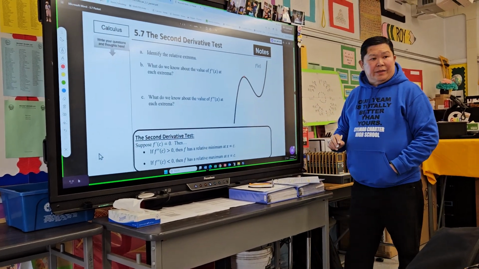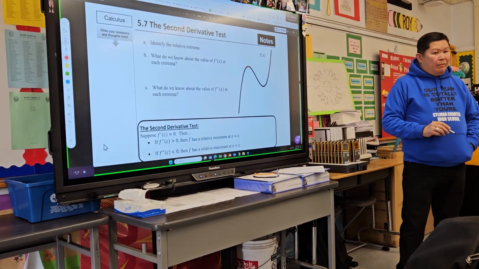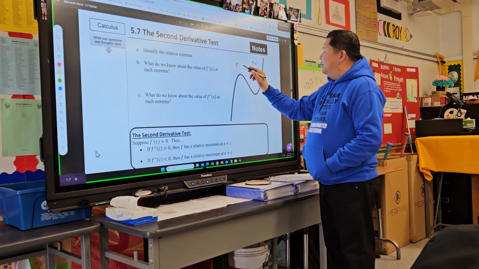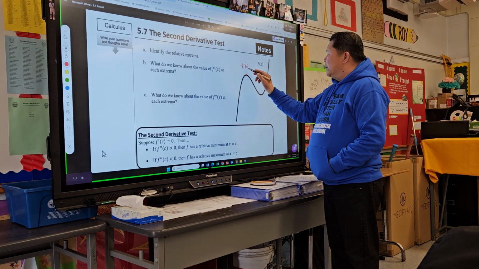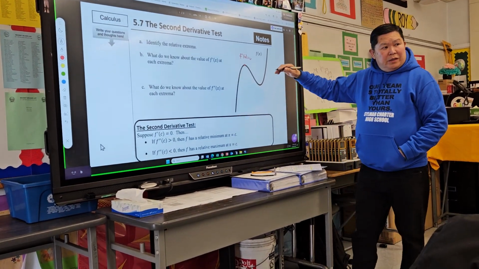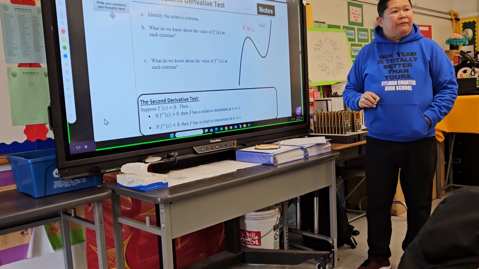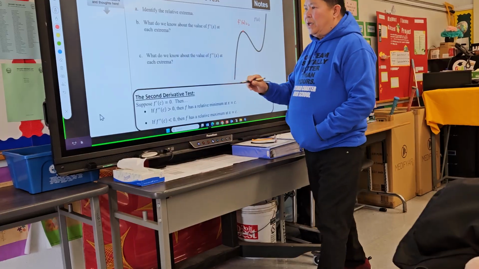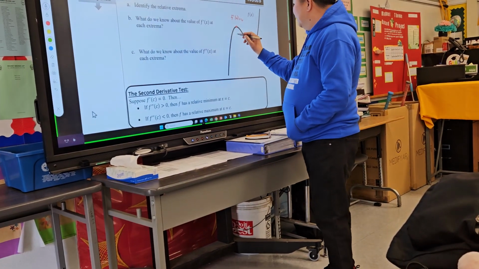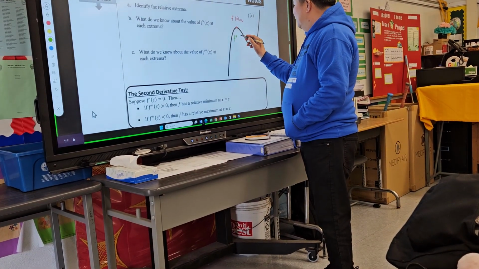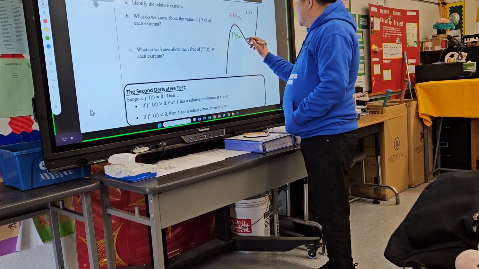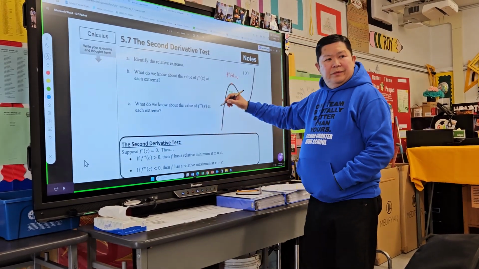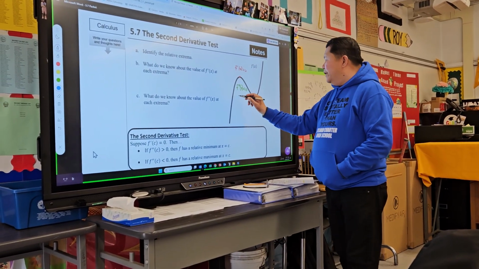We have this as a relative maximum, right? So relative maximum where f prime of x is equal to 0. So this means under this, the f double prime should be less than 0. Okay? So f double prime is less than 0. So we say the concavity of this is concave down, right? So concave down.